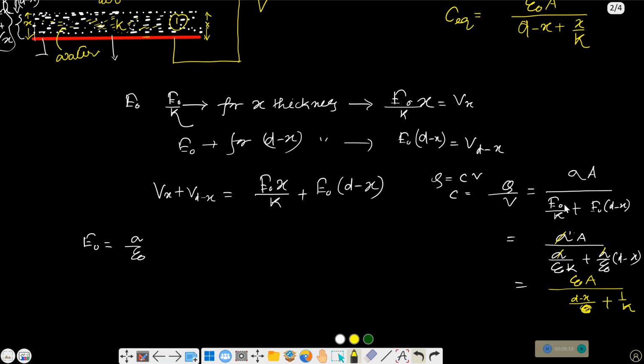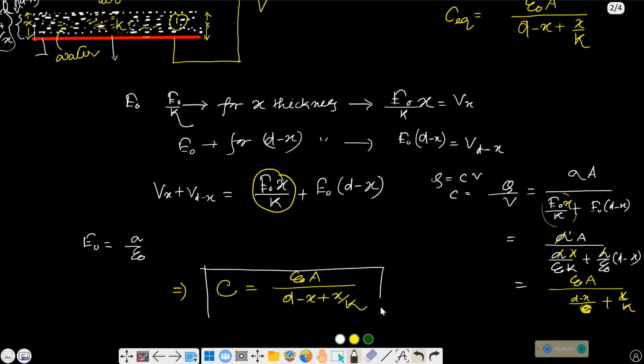So here we have one x left, so there will be one x. This one was E naught x by k, and this one is 1 by x. So what we will get is the capacitance C equal to epsilon naught A by d minus x plus x by k. So this is the process by which the equivalent capacitance of this parallel plate capacitor, with x thickness filled with a dielectric medium, water, is obtained. So this is the formula for C equivalent.